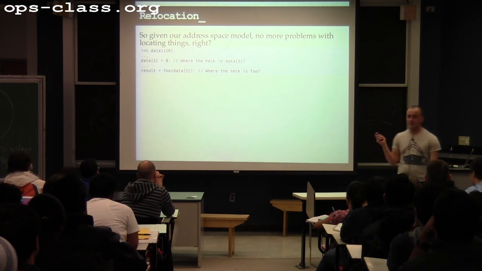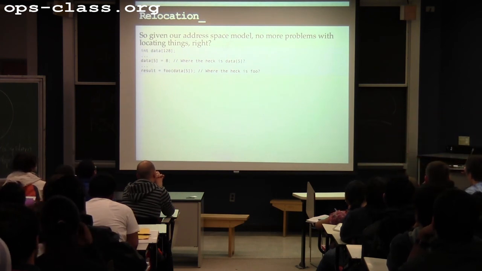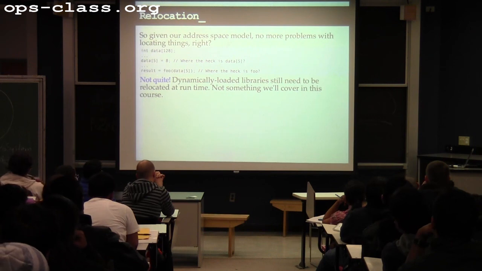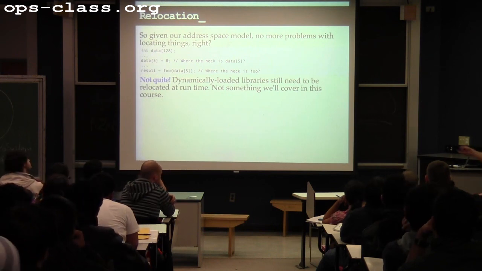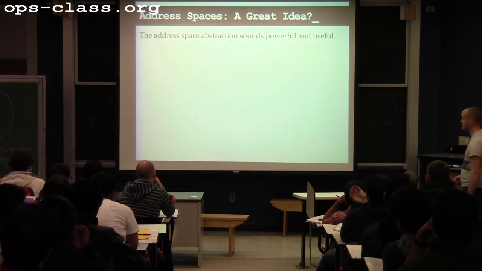So this makes things, again, at least with relocation, pretty nice, right? There's one little hiccup here, which is dynamically loaded libraries, right? Because their size can change and because the order in which they're loaded can change, these are actually allocated at runtime, and it's not something we're going to cover, right?